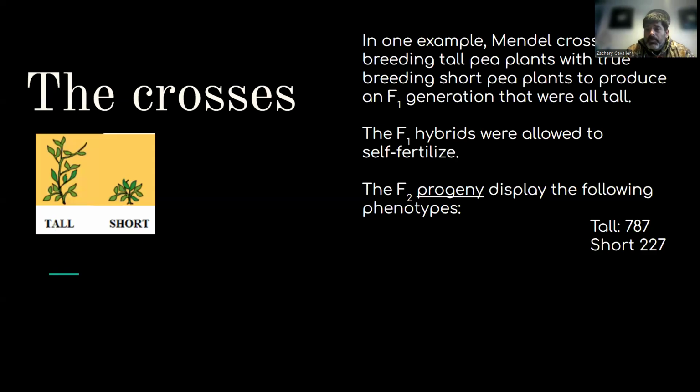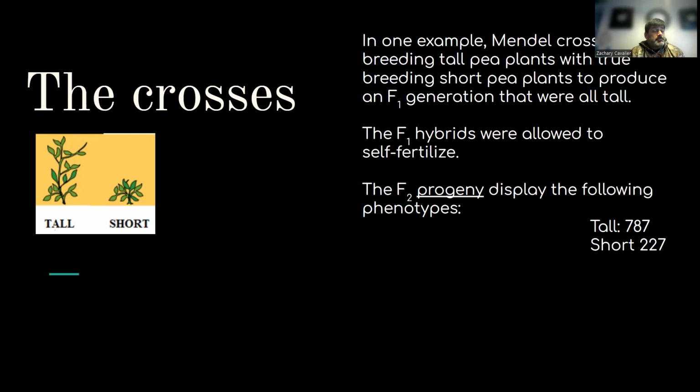So Mendel, in his crosses, in one case, crossed tall plants with short plants. He crossed plants that he referred to as true breeding tall with plants that he referred to as true breeding short. The true breeding tall plants never produced any offspring other than tall offspring. And the true breeding short plants never produced any offspring other than true breeding short offspring. And this worked out really well.